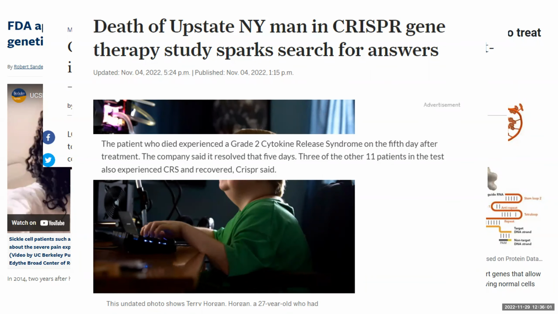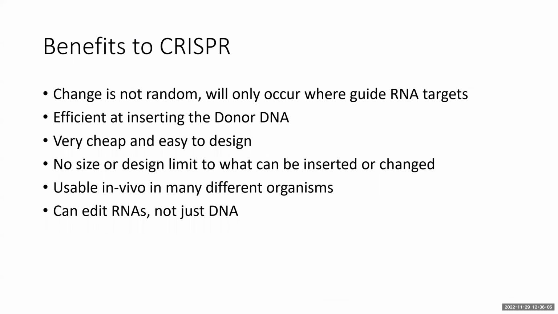So what is good about it? The change in CRISPR is mostly not random. It should only occur where the guide RNA says it should, and where there's a PAM sequence. It's efficient at inserting the donor DNA. As long as you can get the CRISPR there, it is going to make the change. You don't have to hope that the DNA will be incorporated. It's cheap, and it's really easy to design.